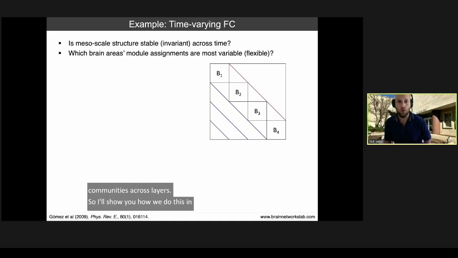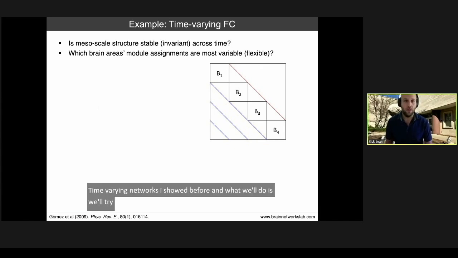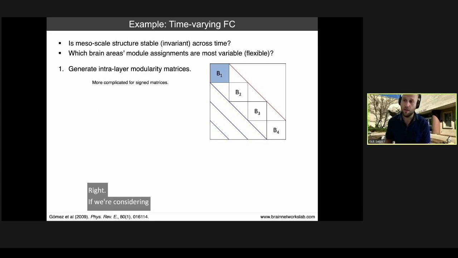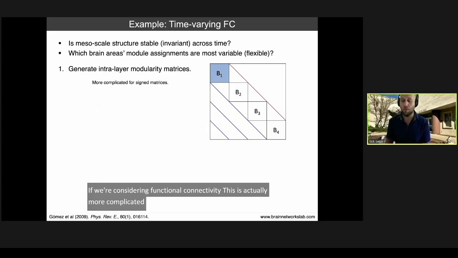So let's consider those time-varying networks I showed before. And what we'll do is we'll try to detect their communities and then look at which nodes' communities vary across time. That is, which nodes' communities are flexible. So the steps to do this are, one, to generate for each individual layer its own personalized modularity matrix, right? If we're considering functional connectivity, this is actually more complicated than the previous examples because there are signed connections in general, because functional connectivity matrices tend to be correlation matrices.